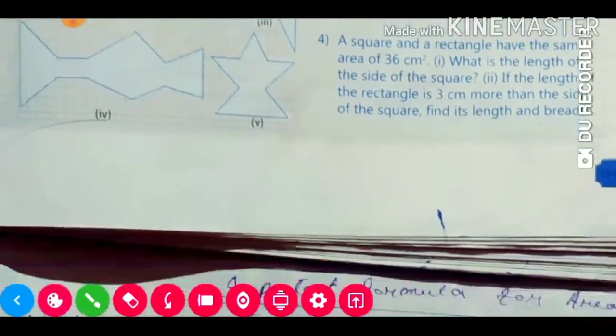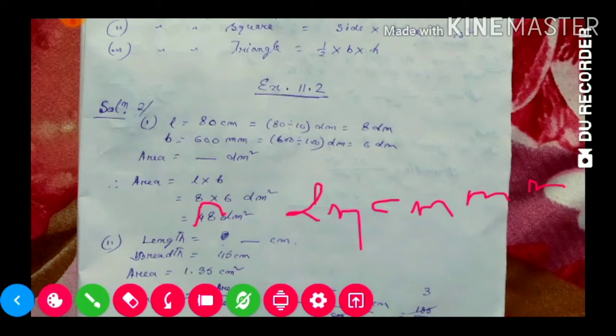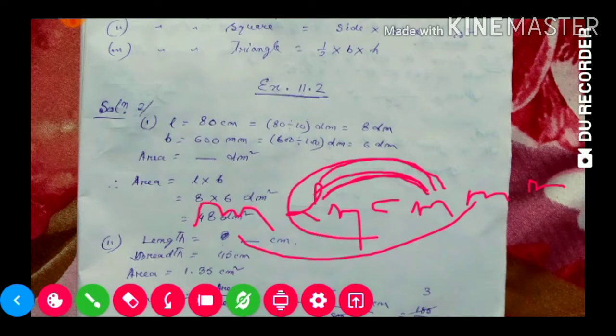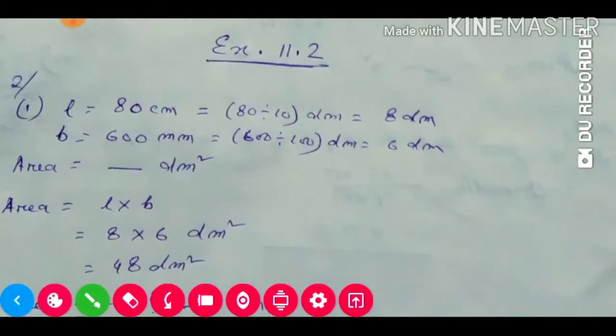So see, number 1. Length is equal to 80 centimeter. According to our unit chart: millimeter, then centimeter, then decimeter, then meter. It is centimeter, and we need to go to decimeter. That means smaller unit to bigger unit. When we go from a smaller unit to a bigger unit, that time it is division. And if we are coming from a bigger unit to a smaller unit, that time it is multiplication. Here we are going from a smaller unit to a bigger unit. How much distance? Only one step. So it will be 10. We need to divide by 10. So here it is 80, if we divide by 10, it will be 8 decimeter.